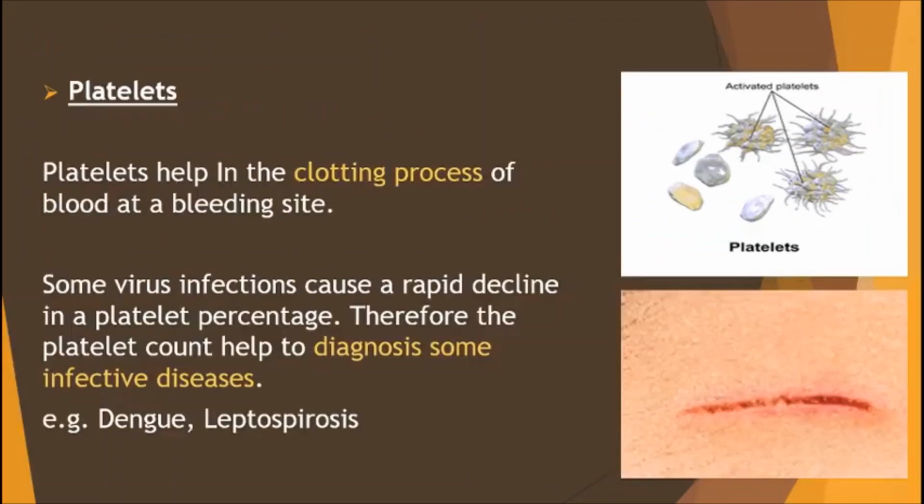Platelets. Platelets help in the clotting process of blood at a bleeding site. Some virus infections cause a rapid decline in platelet percentage. Therefore, the platelet count helps to diagnose some infective diseases like dengue and leptospirosis. We will discuss this clotting process further in a future part of this lesson.